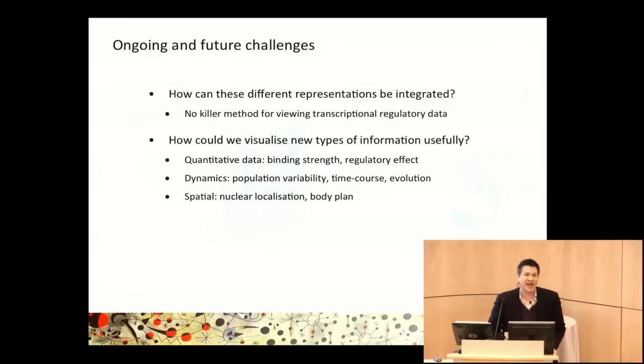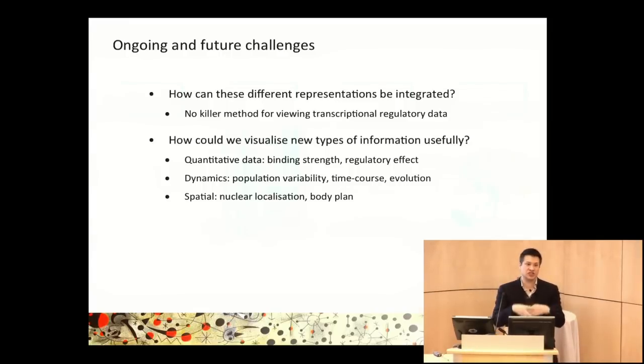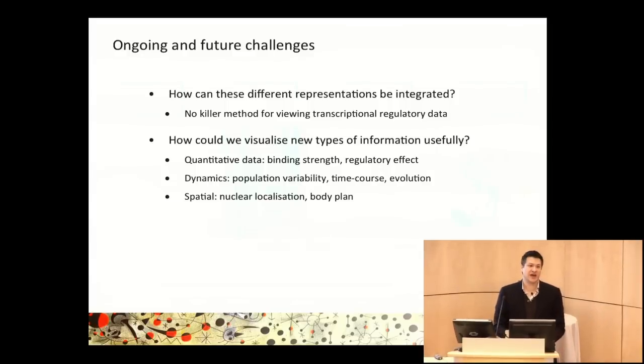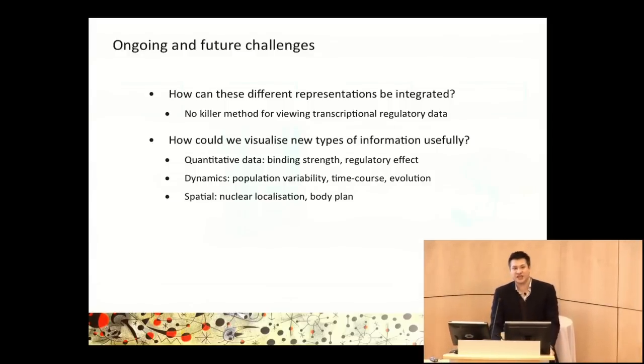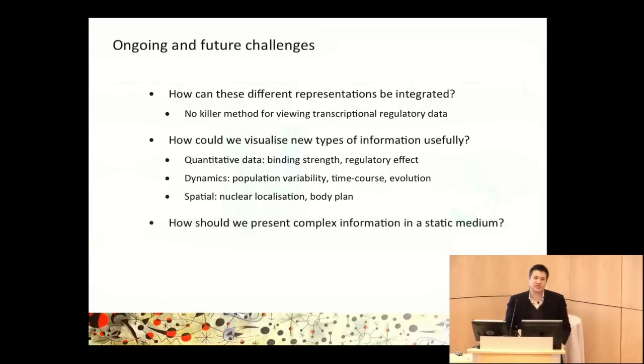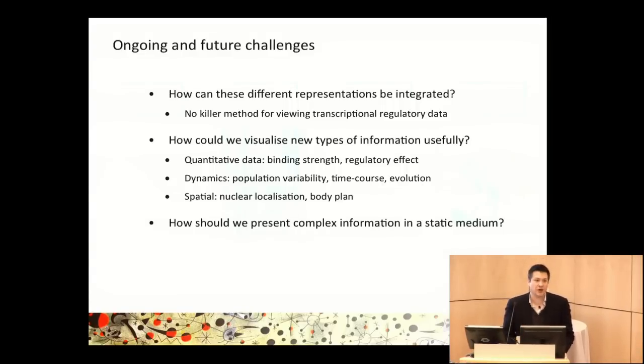And then, of course, how do we include spatial information, not just the nuclear organization of the genome, but say the expression pattern of a gene across an entire body, for example. And also, although we're getting into more and more animations and interactive things, at the end of the day, most of our work is presented in journal publications and people just print them out. So how do we represent this complex information in a static way?